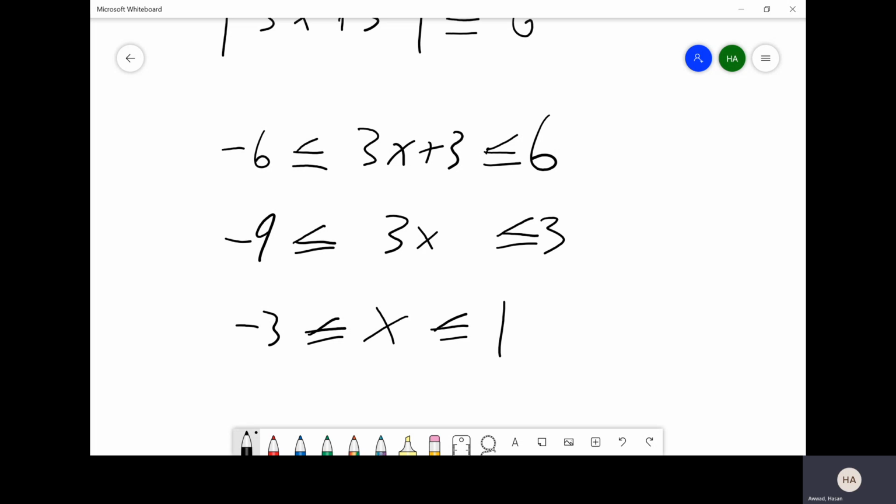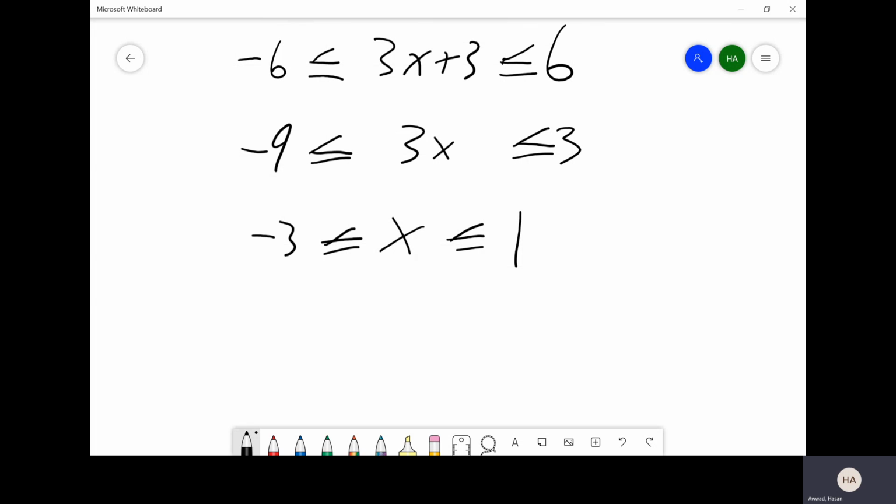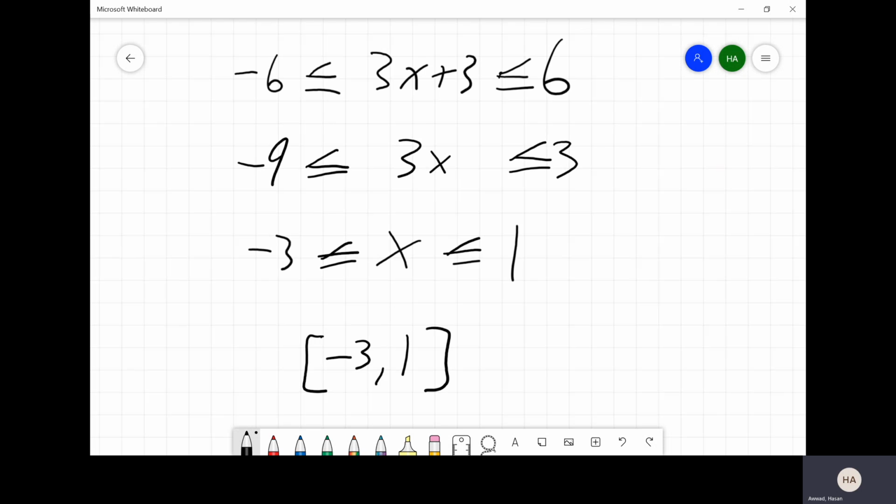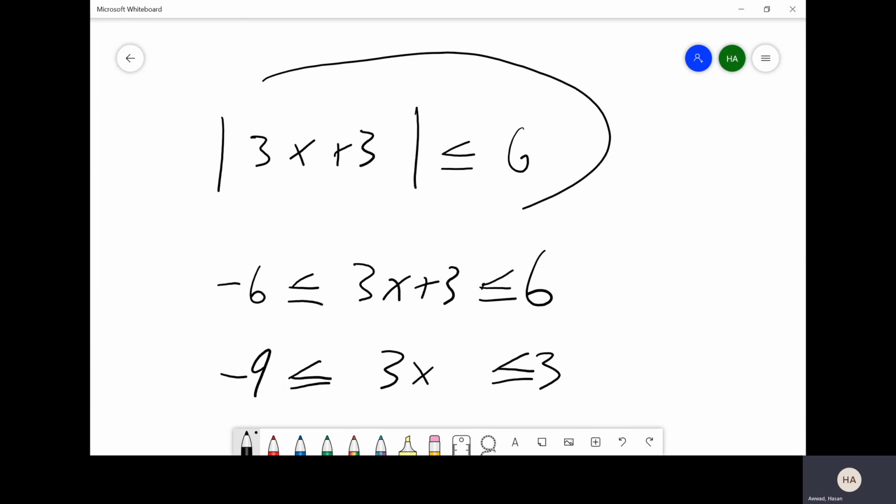And now we finally have x by itself, and we have an interval of values. And putting it in interval notation, this means we're going to have from negative 3 to 1, and we are including the endpoints because it's less than or equal to, so we would put brackets, right? So this would be our solution interval to the original right up here, the absolute value of 3x plus 3 less than or equal to 6.